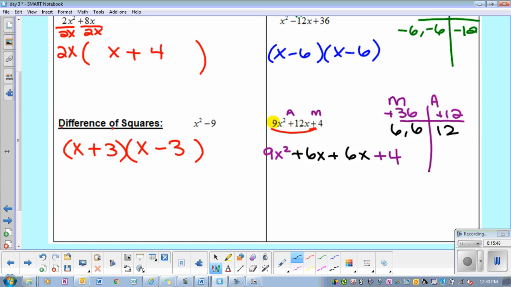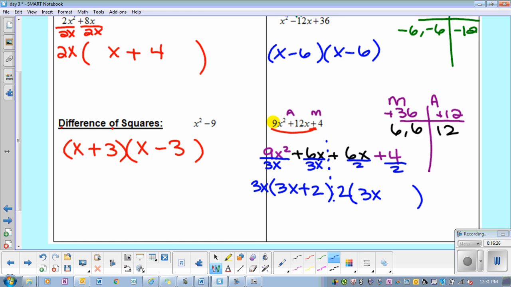Okay, so now you have 1, 2, 3, 4 terms. So I'm going to divide it in half. Because anytime you have 4 terms, you need to group it, right? Find the GCF on the left-hand side. 9x squared plus 6x. What's that GCF? 3x. Divide by 3x. Divide by 3x. Okay? 3x plus 2. So how about 6x plus 4? What's my GCF there? 2. Good. So 2, and then divide each of those by 2. And then great, 3x plus 2.